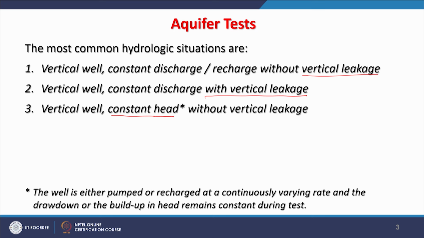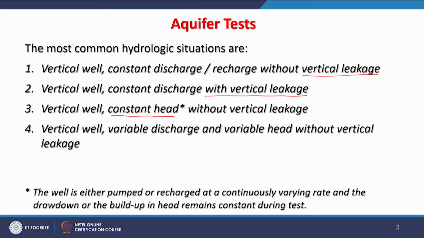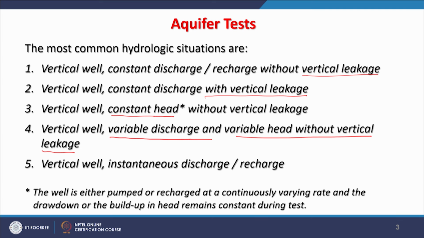We have to specify this because there are other types of wells which are used in other types of investigations or explorations. We had to specify vertical wells because we would like to withdraw water, and that is the most convenient way to understand our aquifer conditions. The fourth one is the vertical well, and instead of constant head, now we have variable discharge and variable head without vertical leakage. And then of course, the fifth one would be the vertical well with instantaneous discharge or recharge. All these situations might be there among the most common hydrologic situations, but in all cases you have seen that the vertical well is common, because this is what we consider in groundwater engineering.